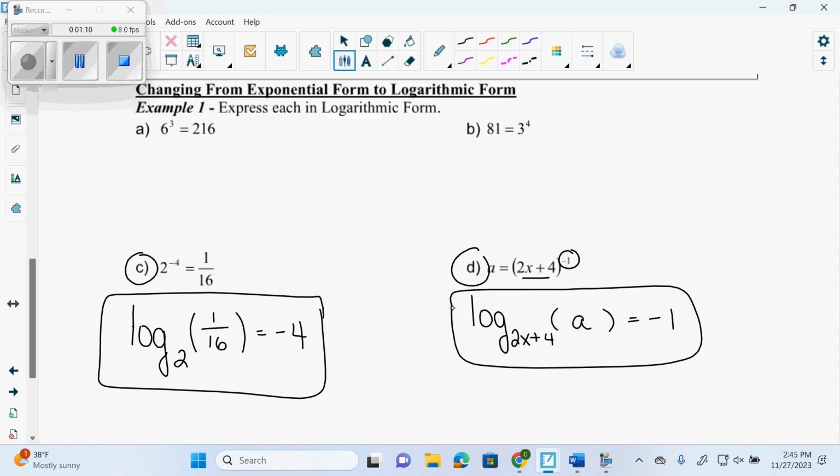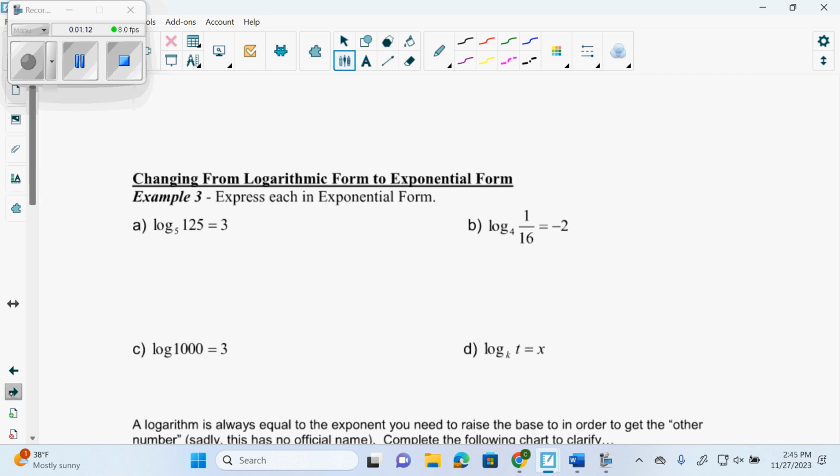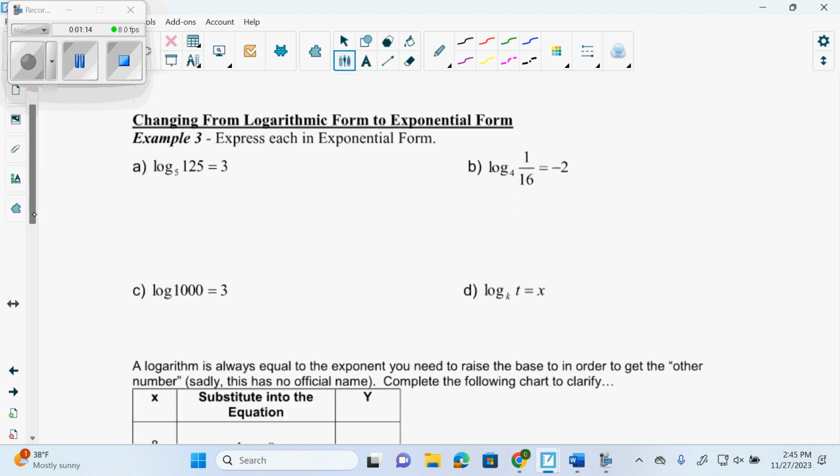Okay, flip it over. Now we're converting the other way. So say I look at this one and this one. What's the base of my log for C if I don't have a base? I've already told you this before. What is the base if there isn't a base? 10. So we put a base 10 down here.